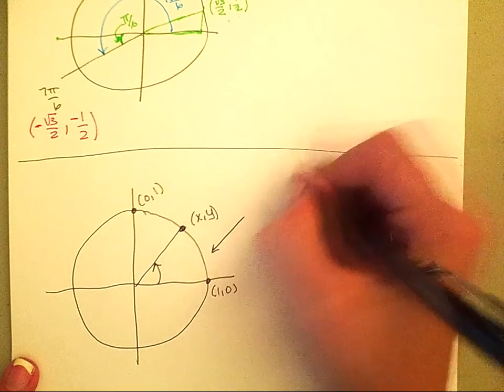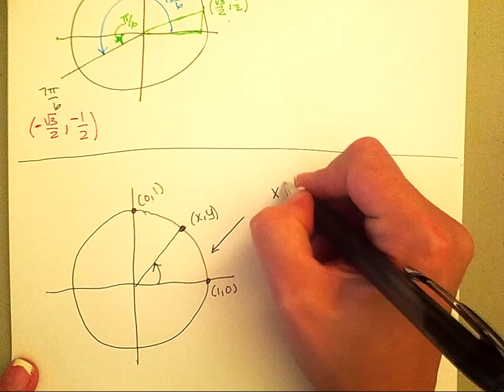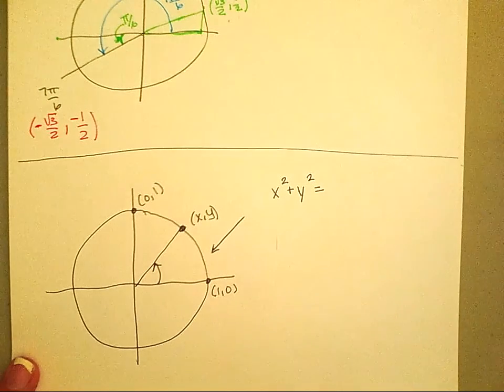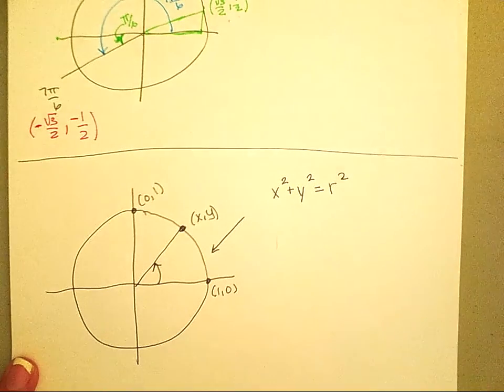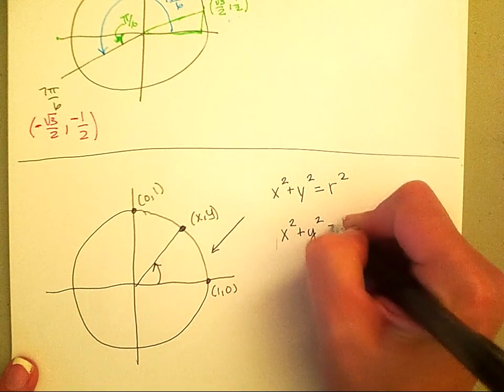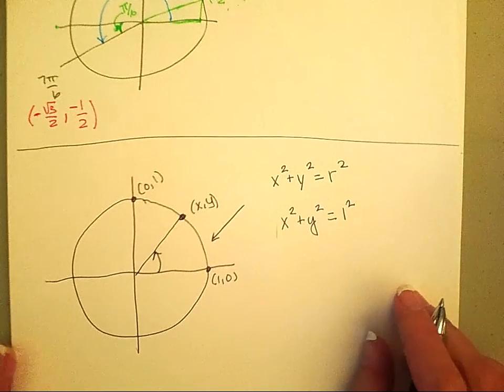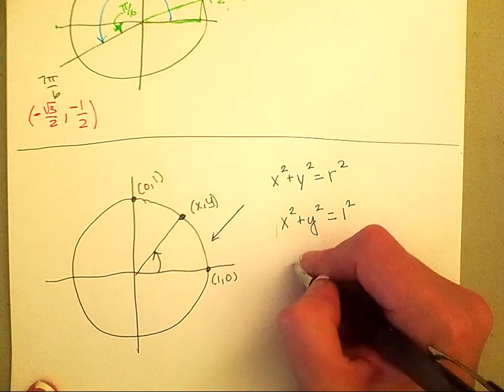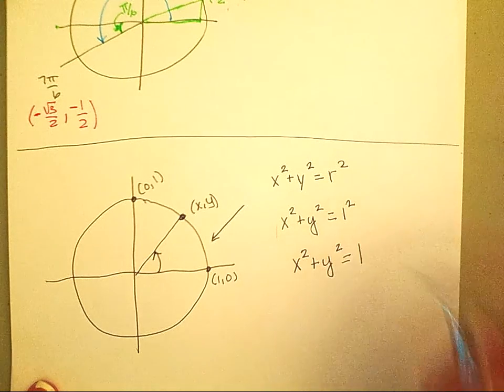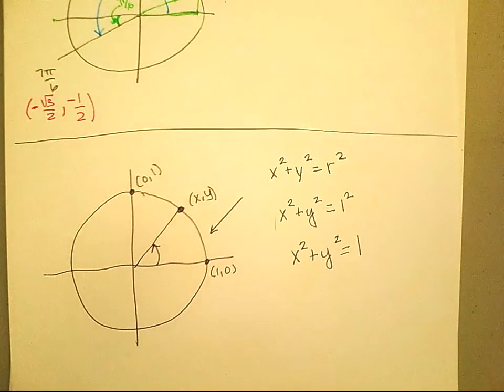So what's the equation of this circle? Well, remember, the basic form of any circle, as long as it's centered at the origin, is x squared plus y squared equals r squared. Now in our case, r is equal to 1, but 1 squared is just 1, so the equation of this circle is x squared plus y squared equals 1.